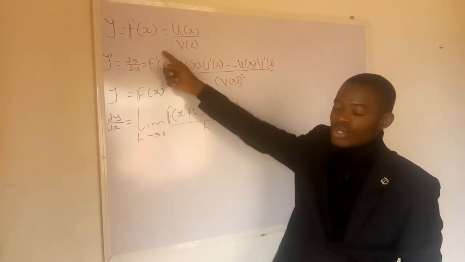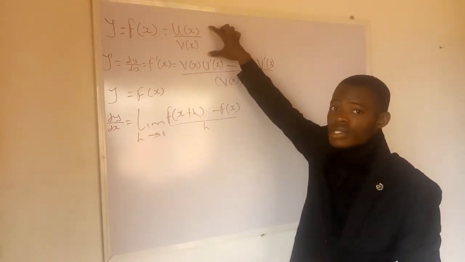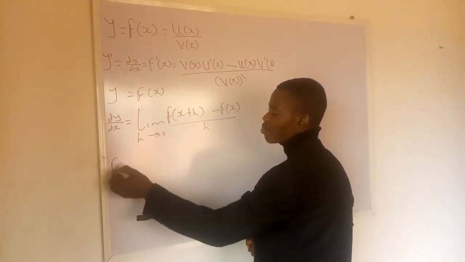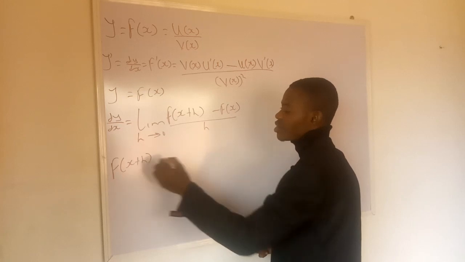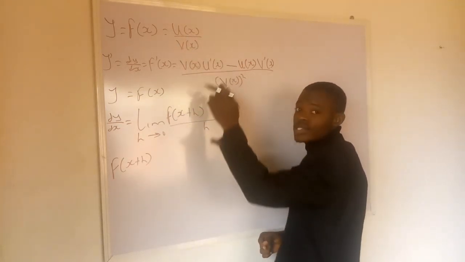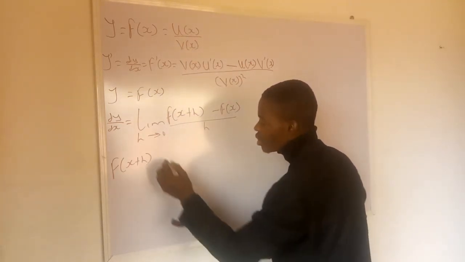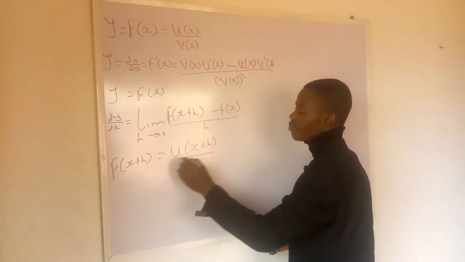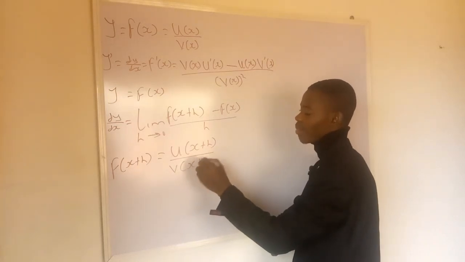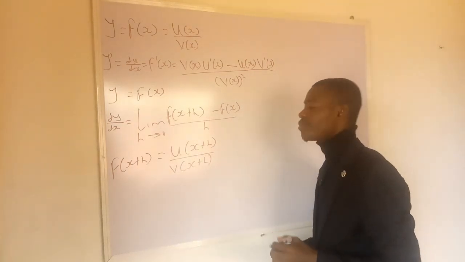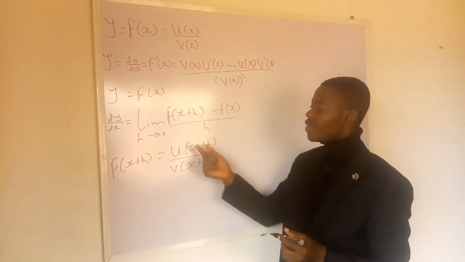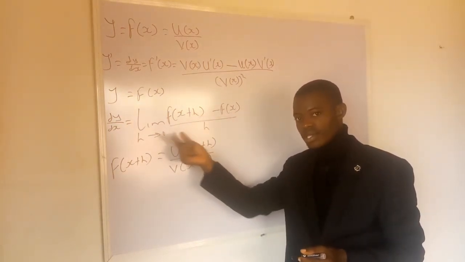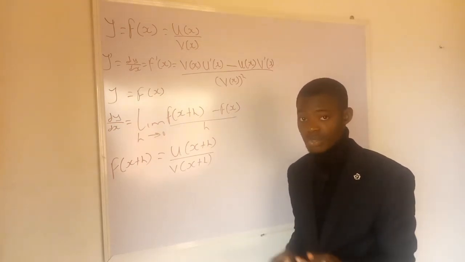Now, back to this. If f of x is equal to this, then what would be f of x plus h? In this case, f of x plus h simply means whenever we see x, we should replace it with x plus h. This simply equals u of x plus h divided by v of x plus h. Perfect. Now that we have f of x and f of x plus h, we can substitute them respectively in this first principle formula.